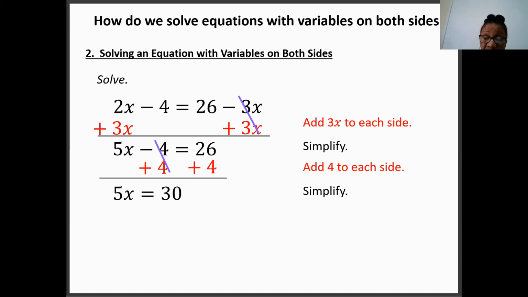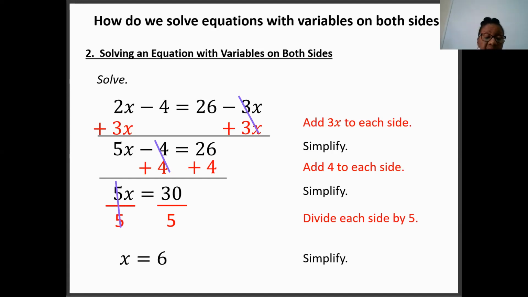And are we finished? No, we still need to find x. So what do we do? Step number 3, we will divide. And when we divide both sides by 5, the 5 for the x will be canceled out. And we simplify, and so x is 6. Congratulations to those who got it right.